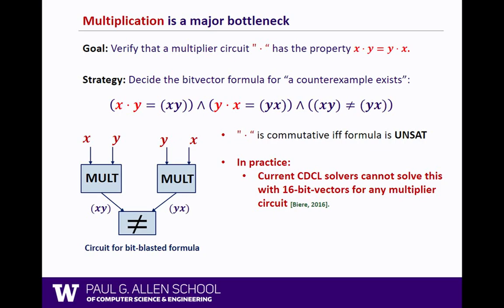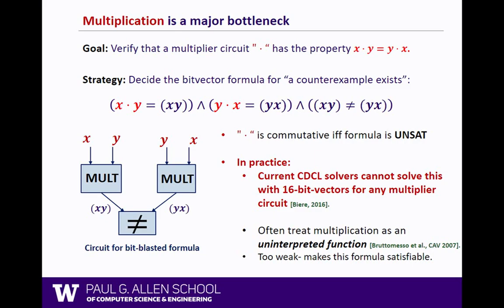And in practice, in order to get around this, we often resort to treating multiplication as just some sort of arbitrary two-argument function that's uninterpreted, just treated as a black box. But that's often too weak for some of the verification problems that we want to solve. So for this problem, if we treated multiplication as a black box, then our formula would become satisfiable, not what we want. And this phenomenon is not only, commutativity is not some special case.